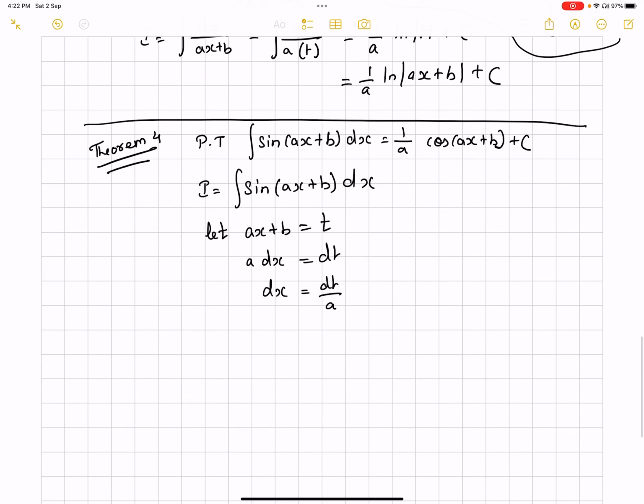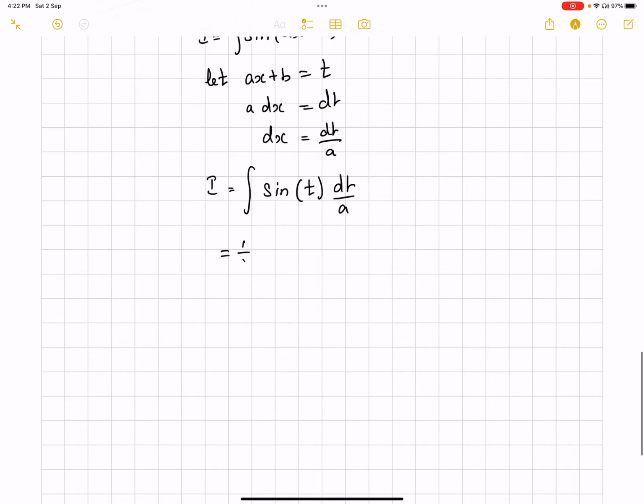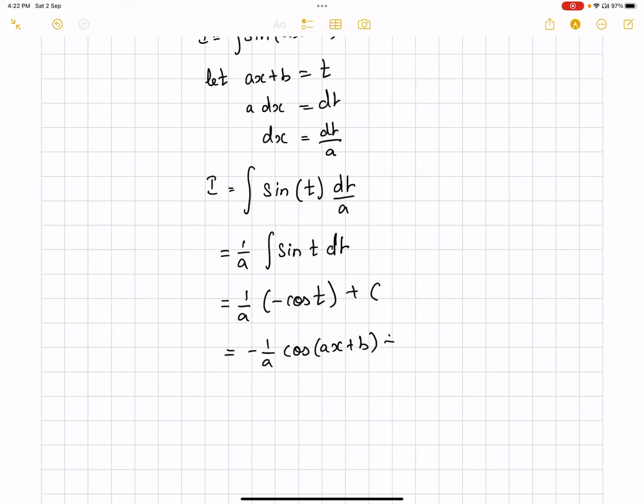So now let me proceed with my problem after substitution. Let me substitute in my problem. So here I would be having sine of ax plus b is nothing but t, dx is nothing but dt by a. Now 1 by a is a constant, I'm bringing it out. Then I would be having integral sine t dt. So when we integrate sine, what I would be getting is minus cos t plus c. So it's going to be minus 1 by a cos of t, where t is nothing but ax plus b, plus c.